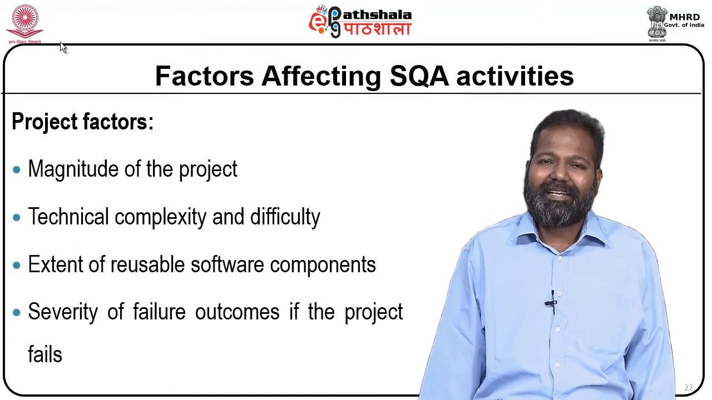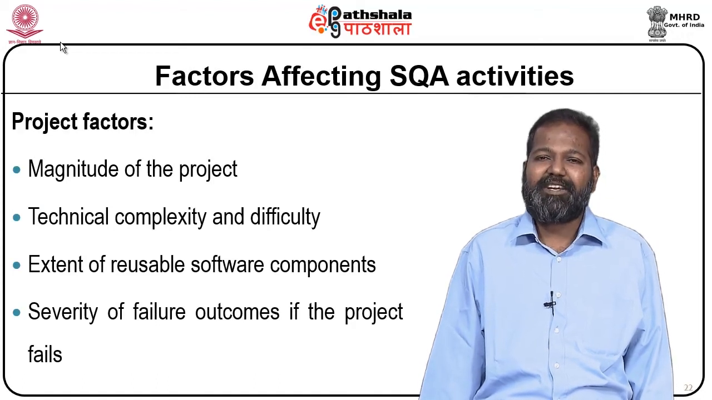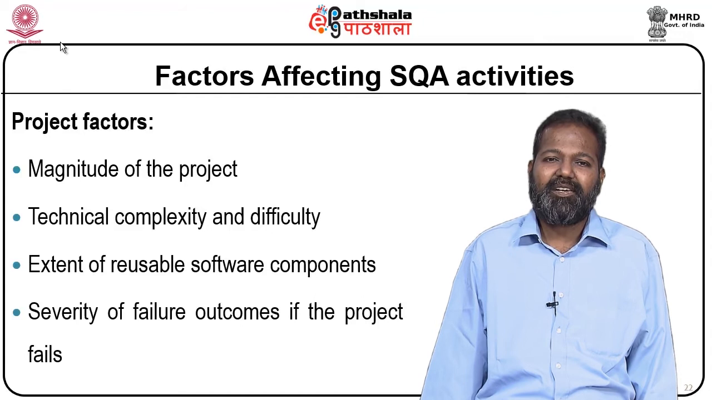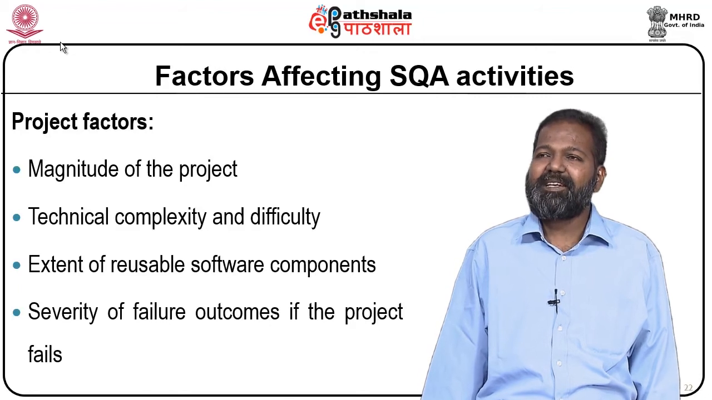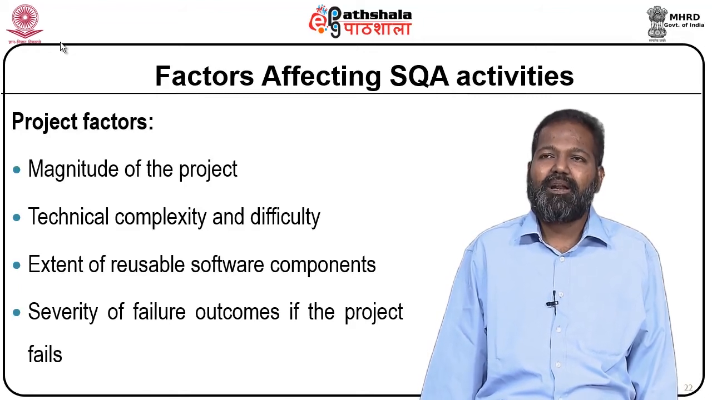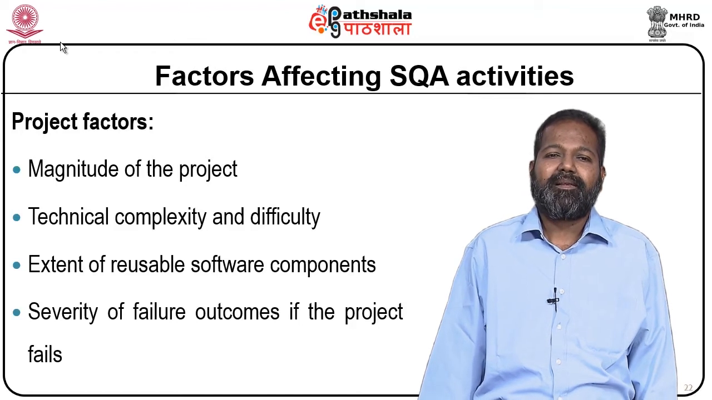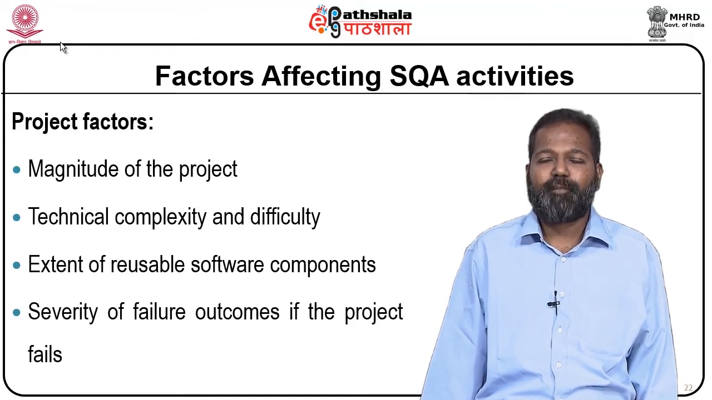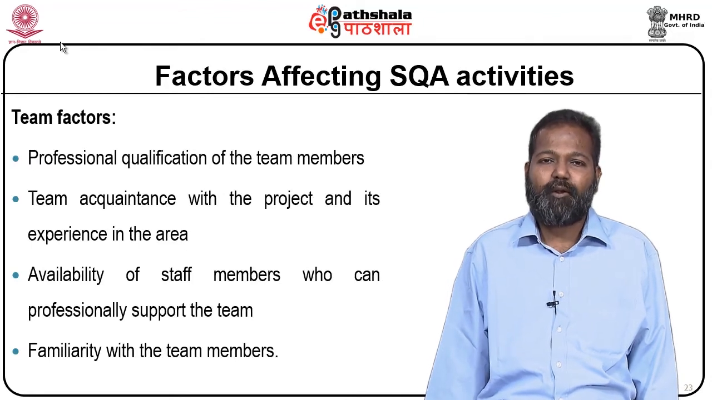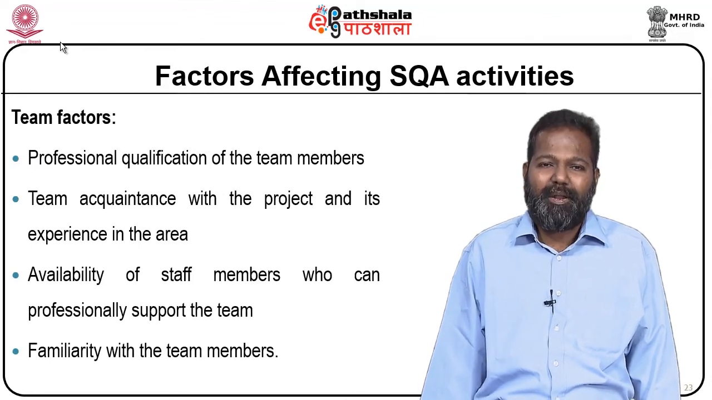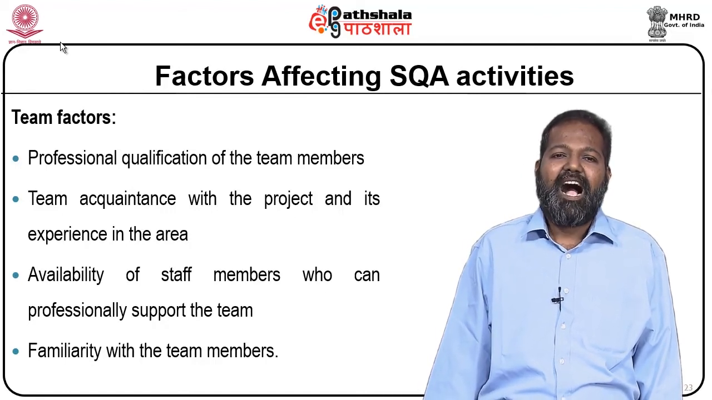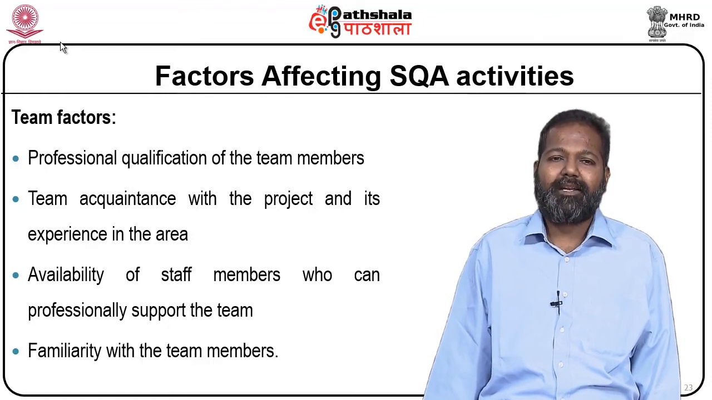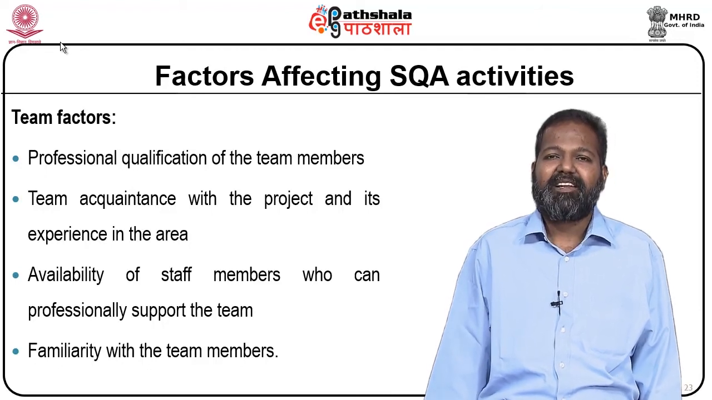Let me outline the factors affecting software quality assurance activities. Project factors: magnitude of the project, technical complexity and difficulty, extent of reusable software components, severity of failure outcomes if the project fails. Team factors: professional qualification of the team members, team acquaintance with the project and its experience in the area, availability of staff members who can professionally support the team, and familiarity with the team members.